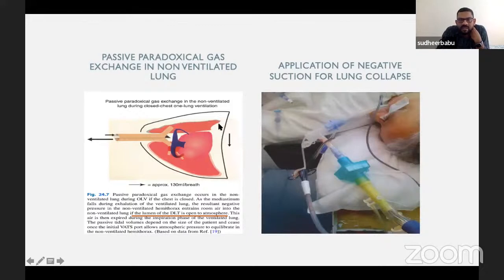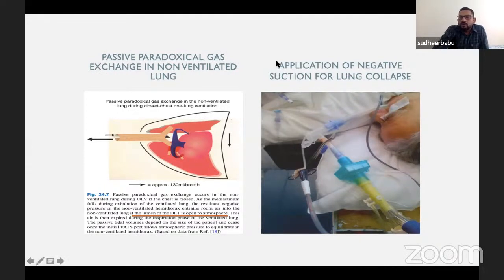So what happens is, during exhalation of the ventilated lung, a negative pressure will be created, which causes sucking of the room air into your non-ventilated lung. This is called passive paradoxical gas exchange. Because of that, your lung won't collapse. So before the chest is open, if you are planning to isolate the lung, you have to clamp the other lumen. Otherwise, the atmospheric room air will be sucked in, and denitrogenation won't happen.